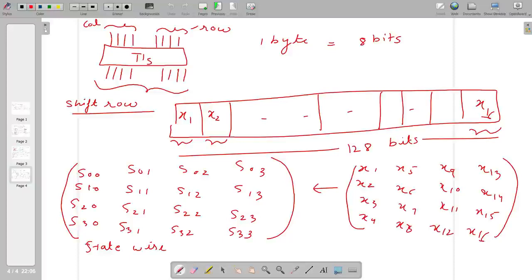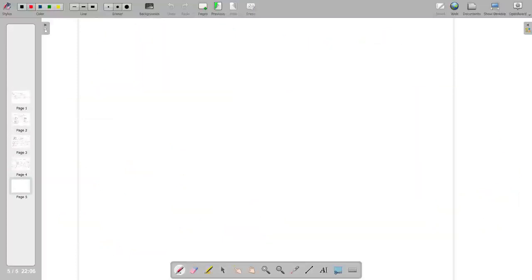Now the next operation is shift row. So what we do in shift row, the first row remains unchanged. The first row of this state-wise matrix remains unchanged. Whatever the first row is, that is going to remain unchanged.